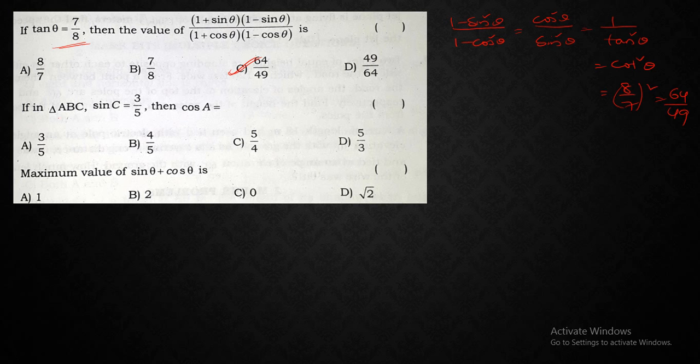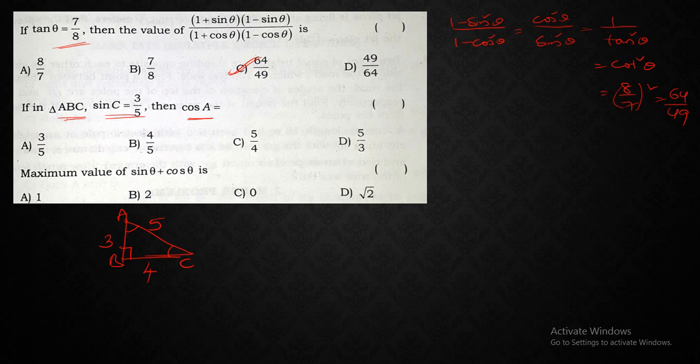In triangle ABC, sin C is equal to 3 by 5. Then cos A is equal to. So this triangle is a right angle triangle. So sin C is equal to 3 by 5. So if I consider C here, then this is 3 and this is 5. So obviously this is 4. Then A will be here. So angle A is here. So B is right angle.